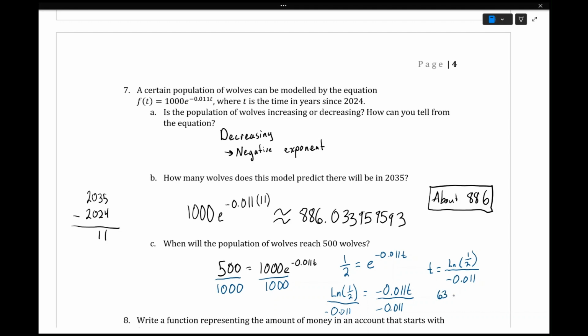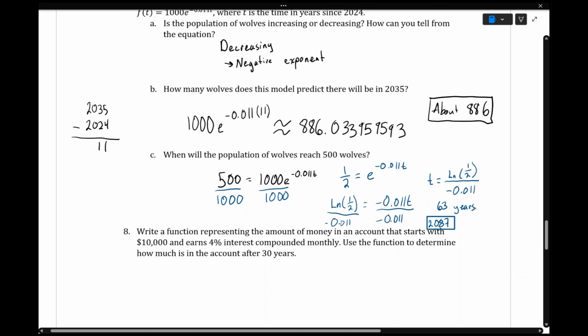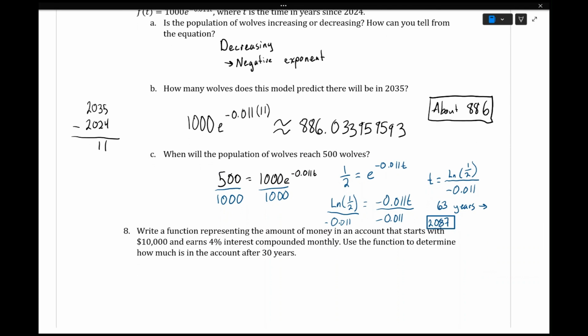But it says, when will it do it? Well, what's 63 years from 2024? That's 2087. Now, if you want to look at a real situation where people had to do modeling like this, or maybe they should have, you can look up about how wolves were reintroduced to the Yellowstone ecosystem.